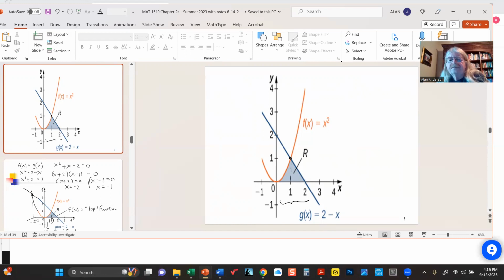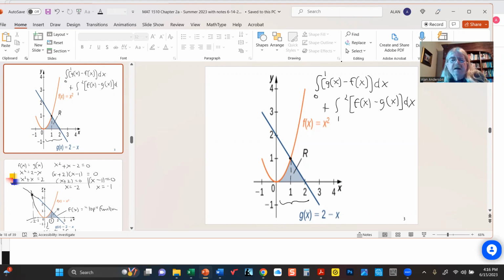So what we're going to do is, as we saw before, from 0 to 1, we'll have g of x minus f of x dx. And then from 1 to 2, it's the other way around. By the way, how can we prove that 1 is the intersection between these two? It looks like it on the graph, but it's not really a good idea to make assumptions based on a graph. So what we're going to do is this.